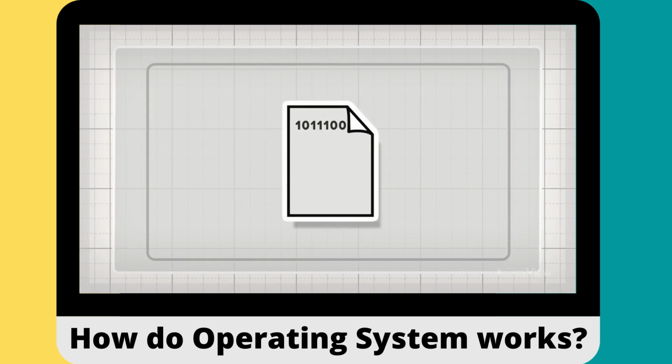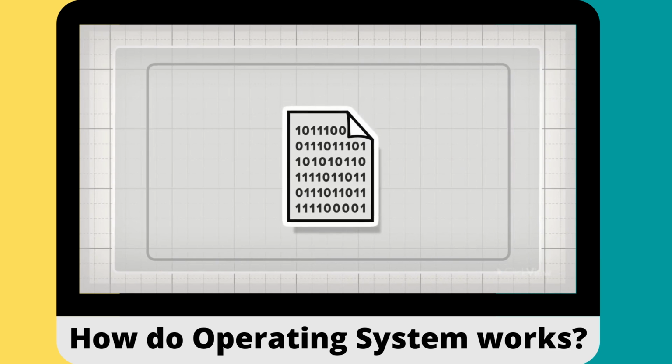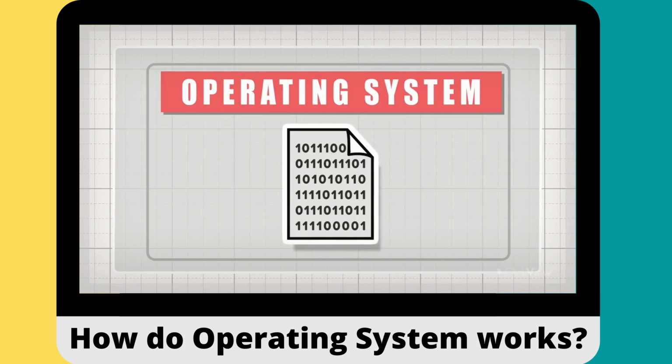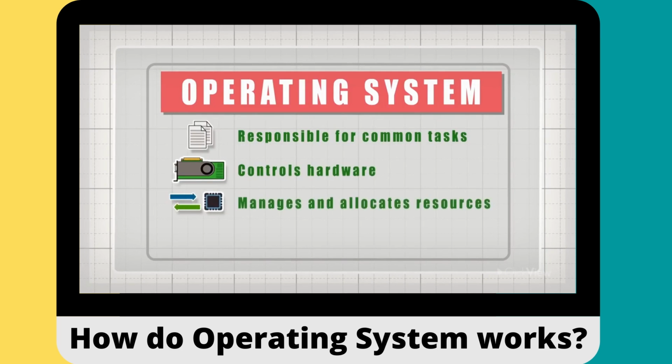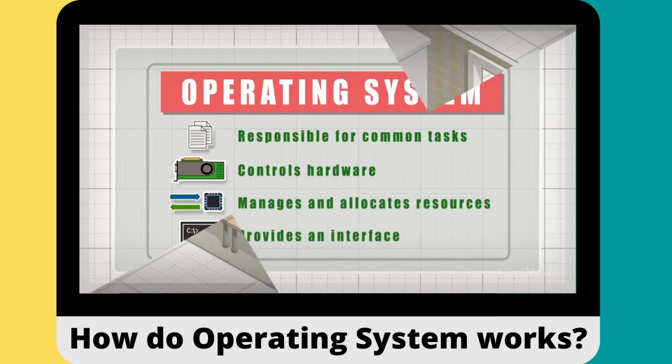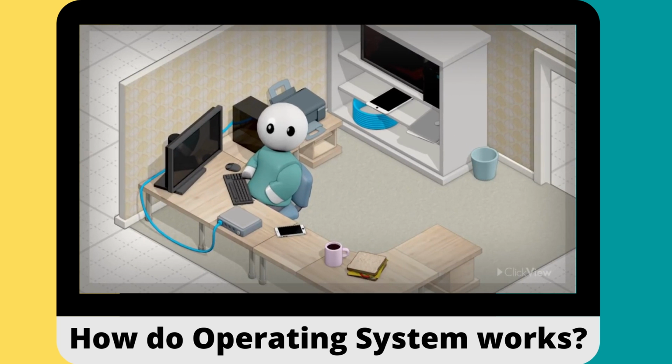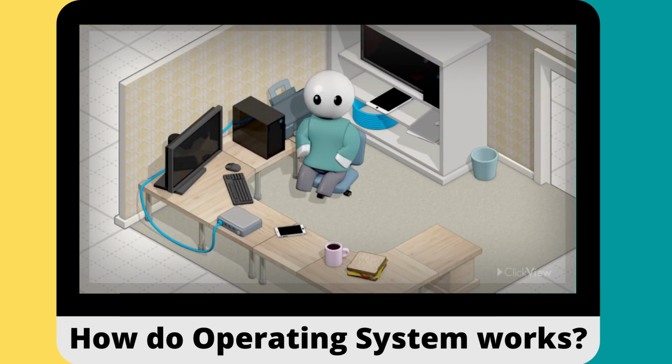The solution was to write a brilliant piece of software called an operating system, or OS. The OS would take over the tasks common to many programs. Today, operating systems control the hardware of the computer. They manage and allocate resources and provide an interface for the user. Go on then, turn on that computer and we'll see what happens.